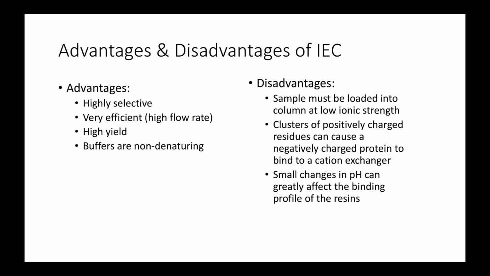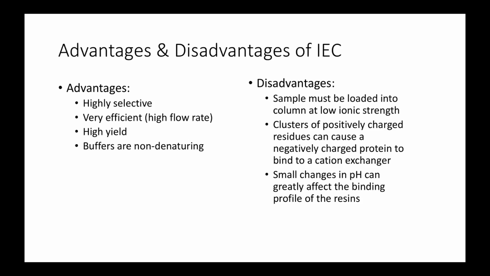So something that can happen is a cluster of positively charged residues can cause a negatively charged protein to bind to a cation exchanger. If you have these other ions in solution, sometimes things can bind to the wrong thing. Instead of the molecule of interest binding to the stationary phase, those ions can create their own cluster and cause their own attractive forces.